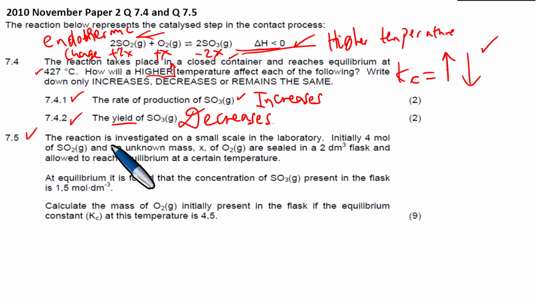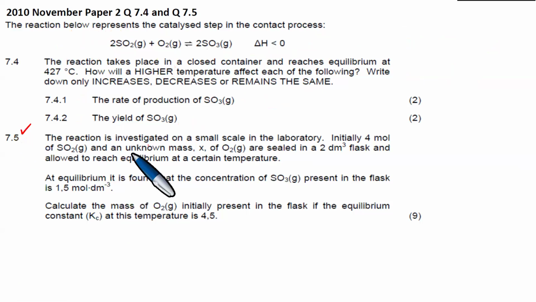Now let's look at 7.5. The reaction is investigated on a small scale in the laboratory. Initially, 4 moles of SO2 and an unknown mass, X, of oxygen are sealed in a 2 cubic decimeter flask and allowed to reach equilibrium at a certain temperature.